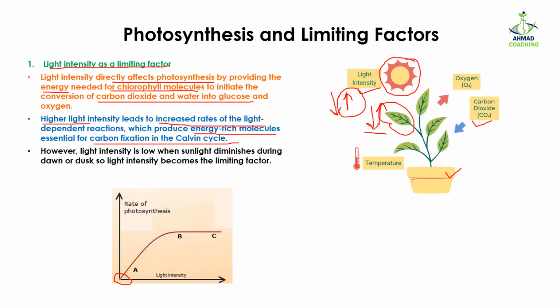So as the light intensity starts to increase, the rate of photosynthesis will start to increase. Here we can see as the light intensity is increasing, the rate of photosynthesis is increasing, and it is reaching the maximum. Now the line is flat, which means that it is stabilized. Alright, so this is how light intensity actually works as a limiting factor of photosynthesis.